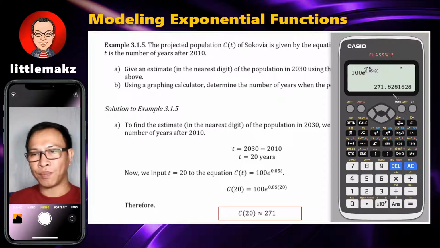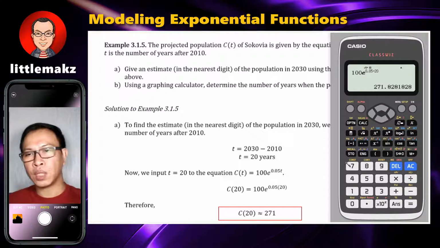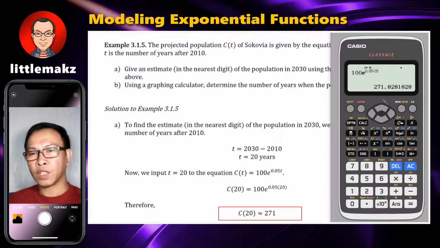But we just scrap the 0.8281 there, so we just eliminate the decimal and copy our whole number. That's how we do it. We don't round it up.